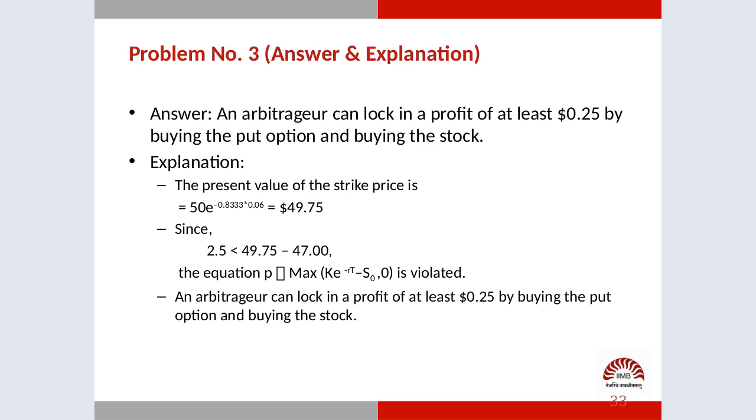But the option is trading in the market at 2.5, which means the condition that P should be greater than the max of K to the power of minus RT minus S naught, and 0 is getting violated. So the difference, the 0.25, is what I can guarantee to make by buying the put and buying the stock. Irrespective of what happens, I will make this money in the future.